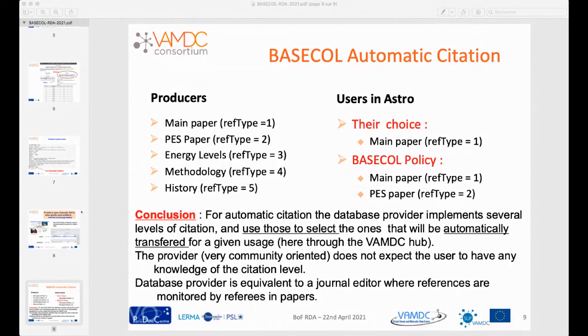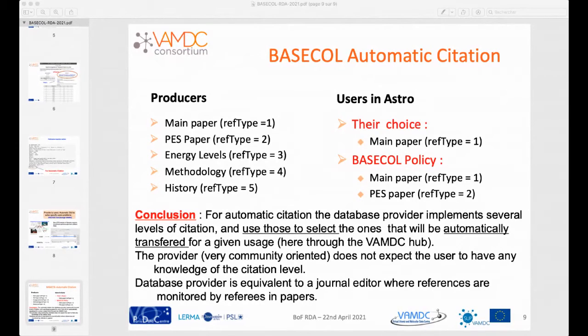And the database provider, which is us here, is equivalent to a journal editor where the references are monitored by the referees who read the papers. And here, we are monitoring what's going to be automatically cited and referenced in the future. It is us who do that.